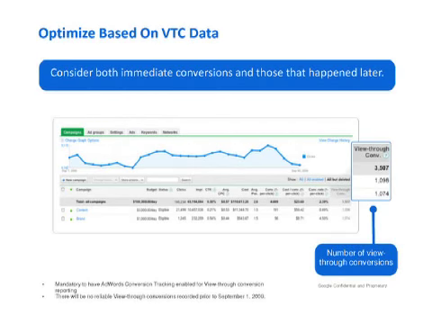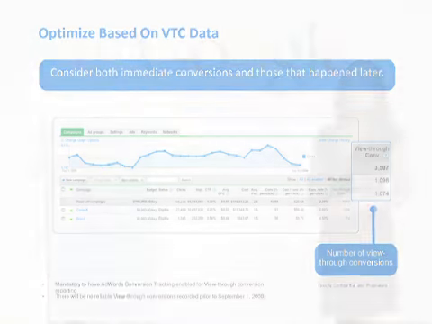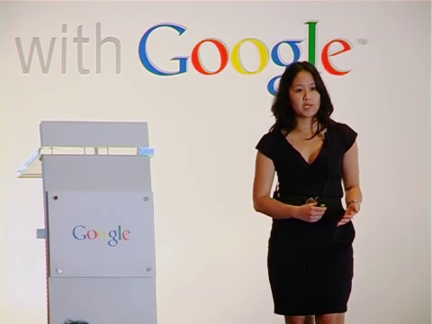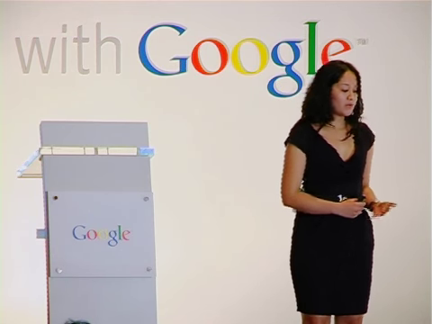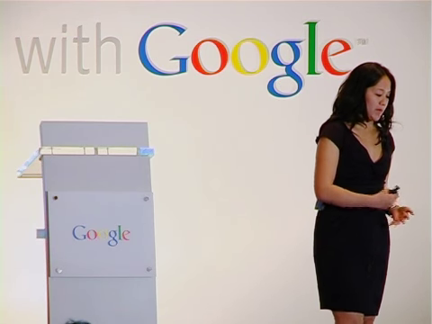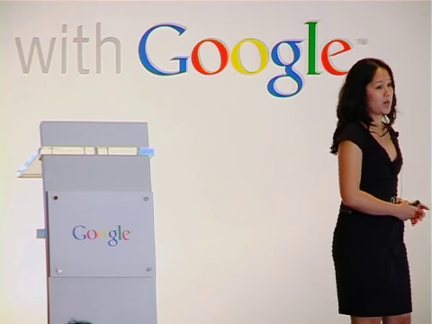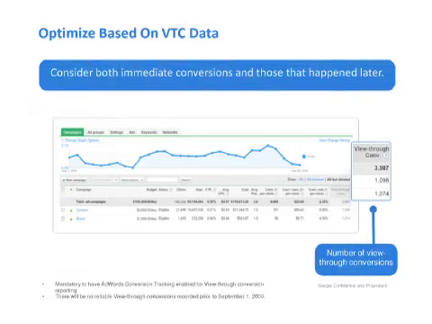Now, a benefit of view-through conversions is the ability for advertisers to optimize their campaigns based on how users are responding to their ads, even if they don't click on it the first time around. So with view-through conversions, once it's implemented, you can review your data and then make more informed and smarter optimization choices.